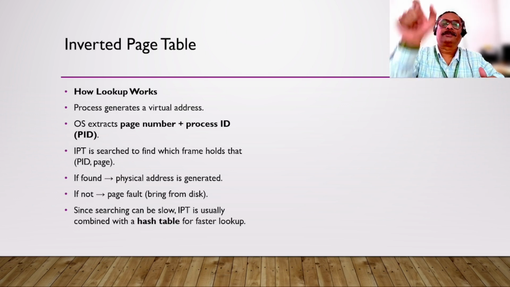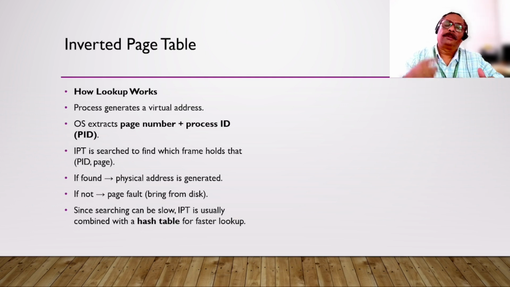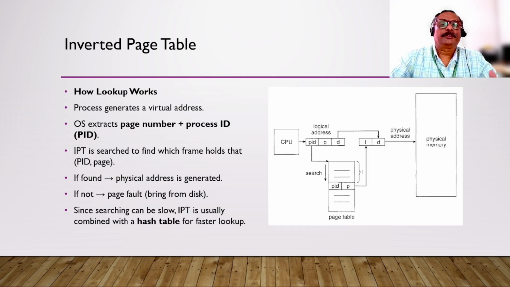Until we get that, we just keep going, or we may reach the end and still not find it, and then a page fault is declared. So it's going to be very slow. So usually it is combined with a hash table for faster lookups.